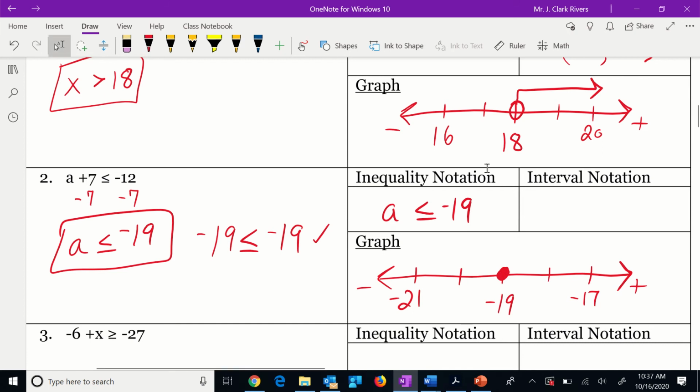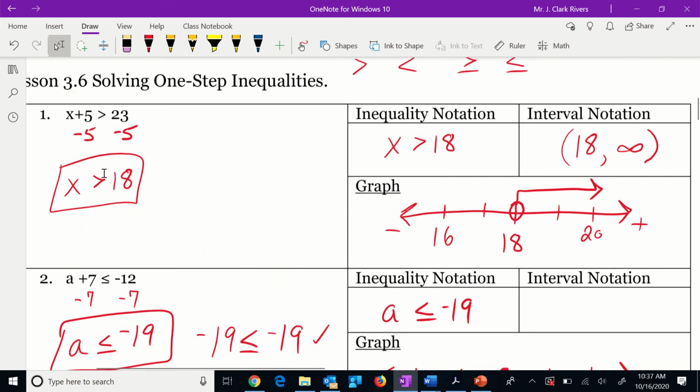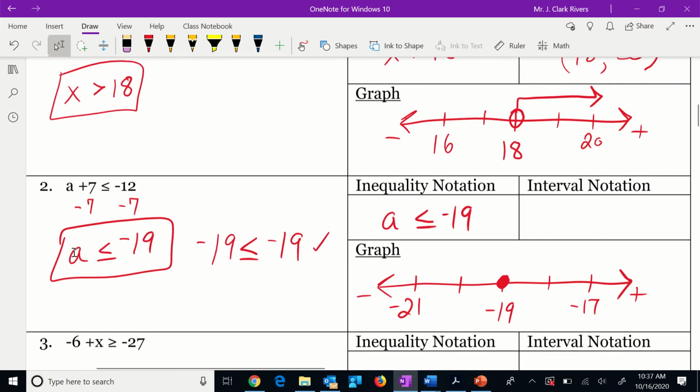Compare this to the previous problem. The previous problem was just greater than, right? X is greater than 18, so we did not have the circle closed in. Here, it's or equal to, meaning negative 19 is included in our solution set, so we have a closed circle there. Now, A is less than or equal to negative 19.